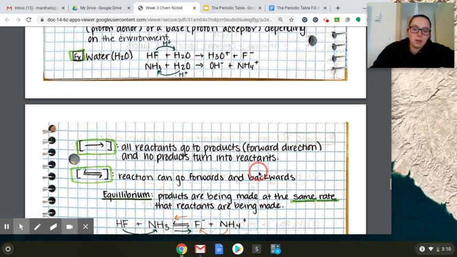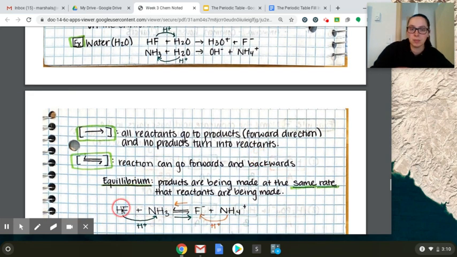Okay, let's look at a little example. We're using hydrofluoric acid mixed with ammonia again. In the forward reaction, we see hydrofluoric acid donating a proton to NH3 to make F- and NH4+. That happens. The reverse reaction is NH4+ donating a proton back to F- and making NH3 and HF. That also happens. So this reaction is at equilibrium when every time a proton is donated here to make these two products, a proton is donated here to make these two products.